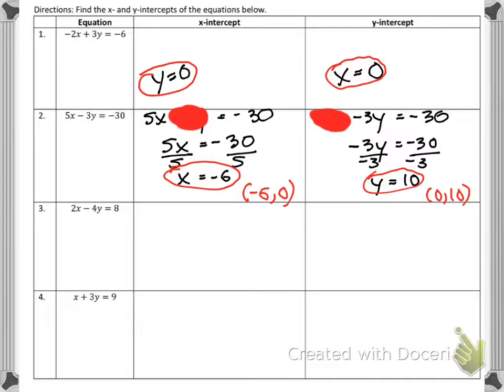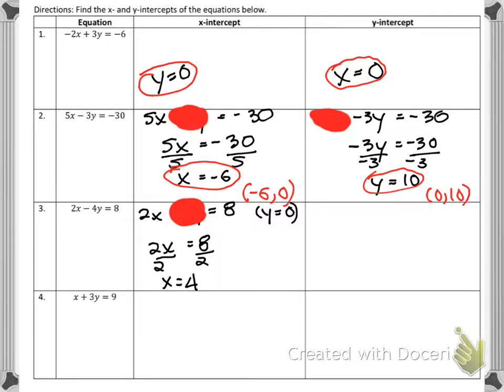All right, let's do another example. So we have 2x minus 4y equals 8. Remember, to find the x-intercept, I need to let y be equal to 0. A speedy way to do that is to cover up the y part. So we have 2x equals 8. We divide both sides by 2, and we find out that x is equal to 4.